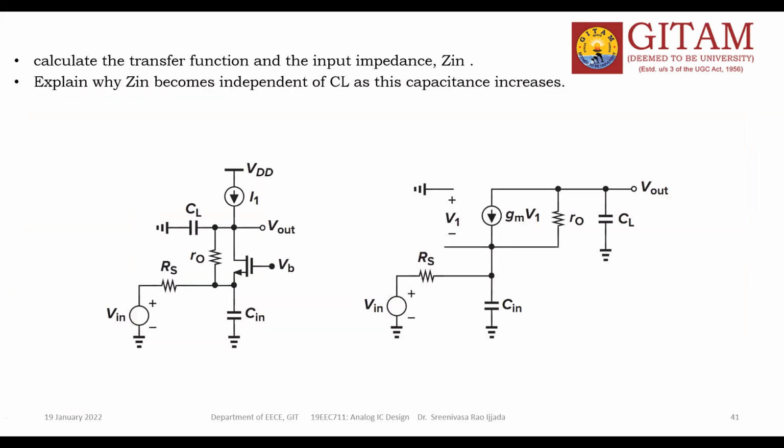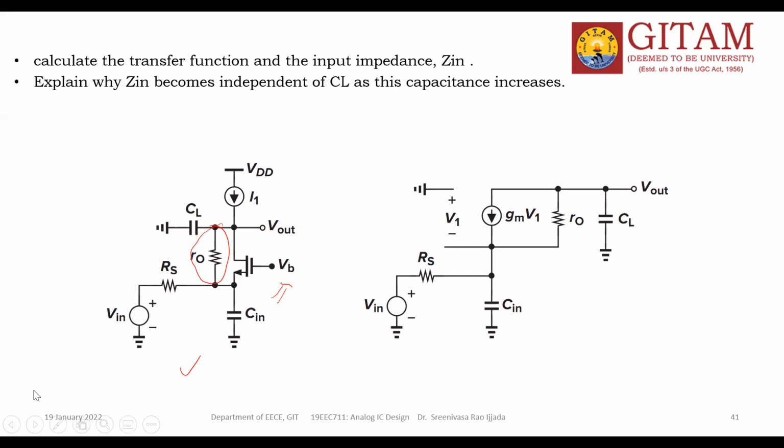Now, one question: calculate the transfer function and the input impedance Zin of this circuit. For this circuit, find the transfer function and input impedance. What is the difference between this and the first picture in today's class? This is R0. Earlier we neglected R0, we were not considering the R0 value. But now if you take the R0 value, what is the transfer function?